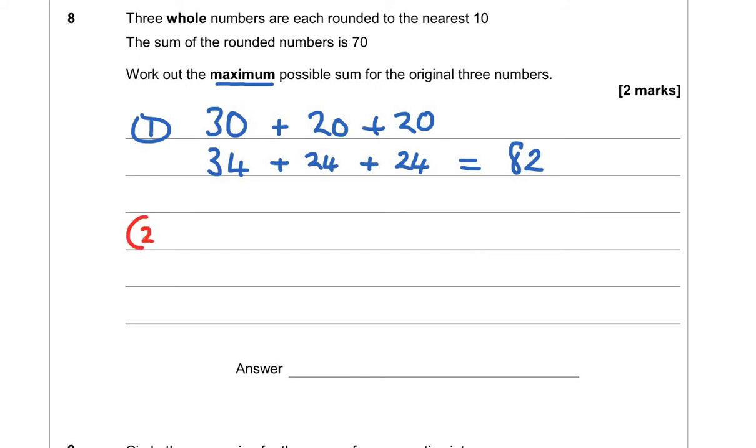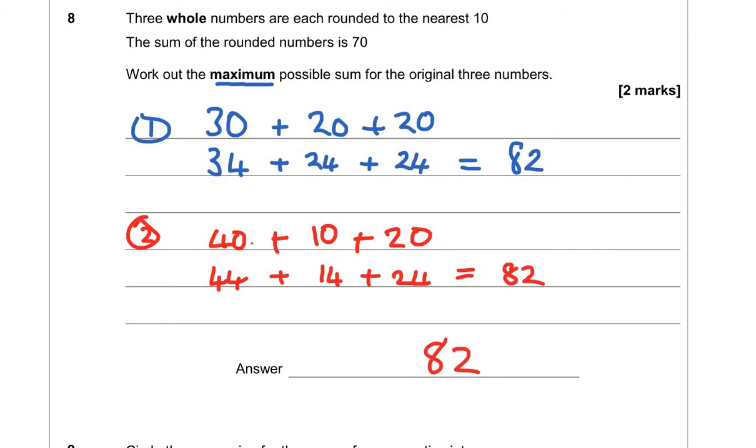Let's try another one. Let's do 40 plus 10 plus 20, say. And again, because we're looking for the maximum, we need to round down. So this would be 44, 14, and 24. And again, we're going to get 82. So we can conclude that no matter what, because we're looking for the maximum, we will always round down, and this number here is always going to be a 4. So we're going to have 3 4s, which is 12. It's going to be 12 bigger than 70. 70 plus 12 is 82. So our answer is 82.